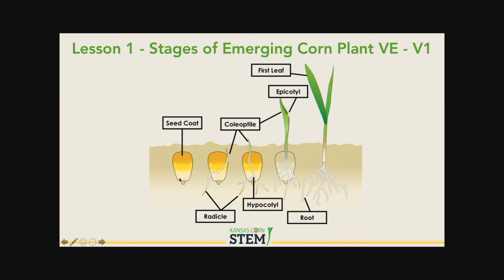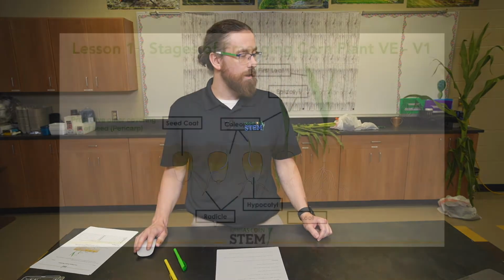So it starts as the kernel, we see the radicle develop, the coleoptile, root system, and then finally the first leaf. And the neat thing about this is as we go through the slides, we go a little bit more in detail on there. So that seed coat is also known as the pericarp, and this is a protective covering of the seed, right? Protects the embryo and the food source within the kernel.